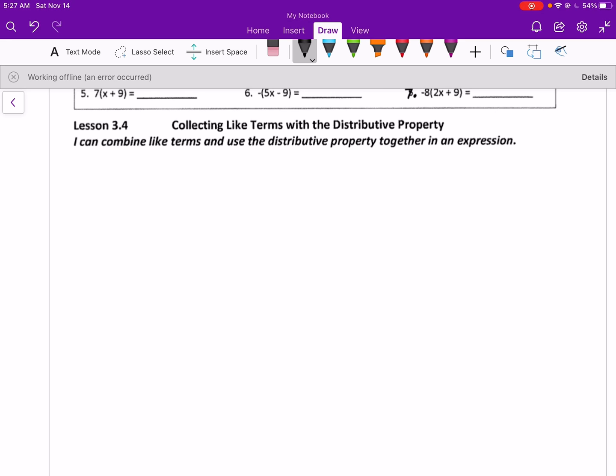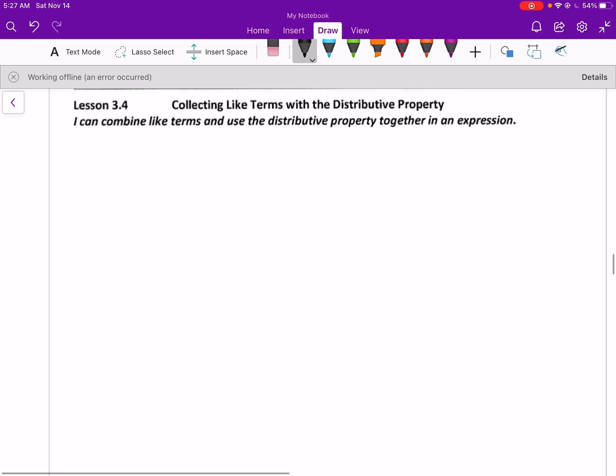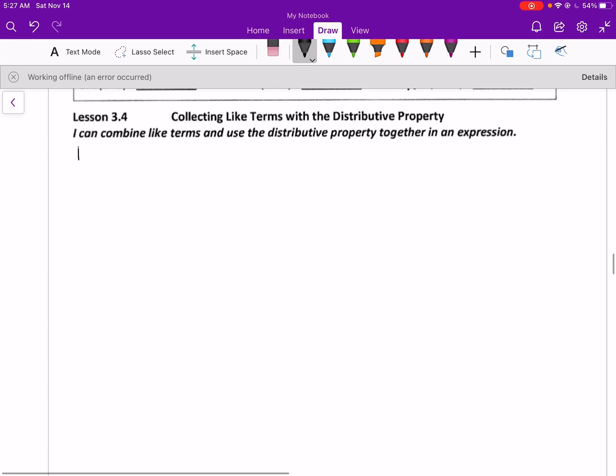I can combine like terms and use the distributive property together in an expression. So best you really know about each of these. So let's just get started. The best thing to do is start with some examples. So 7 parentheses x plus 3 minus 5x plus 2. Boy, you can see they get complicated right away.